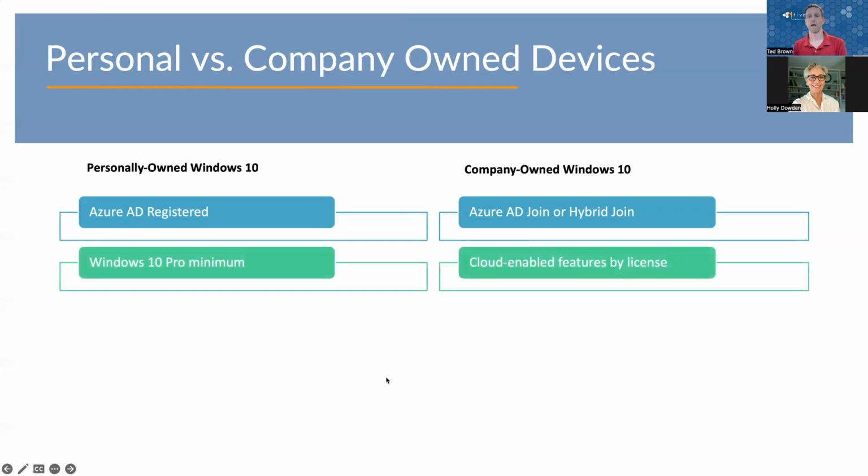Now, what capability can this happen with? With Windows, you need to make sure to have Windows 10 Pro at the minimum. It can't be a Windows Home OS. So it could be Pro, Business, Enterprise after that. And with a corporate owned system, you want to make sure you have cloud enabled features by license, like with Intune, and be able to do MDM management through there. So that's a key functionality. Make sure you have an Intune license available to you.